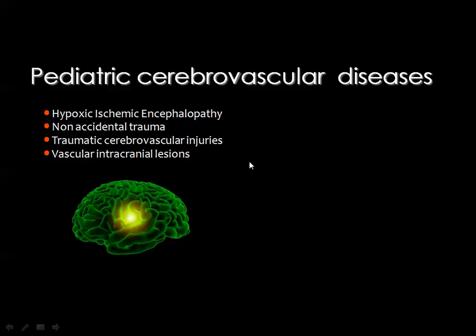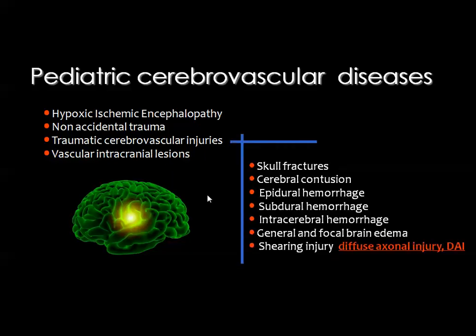Then we discussed the non-accidental trauma, and we emphasized the issue of the shaken baby syndrome. Then we are going to discuss now the traumatic cerebrovascular injuries, and these include the skull fractures, cerebral contusions, epidural hemorrhage, subdural hemorrhage, intracerebral hemorrhage, brain edema, diffuse and focal, and finally we'll talk about the diffuse axonal injury.